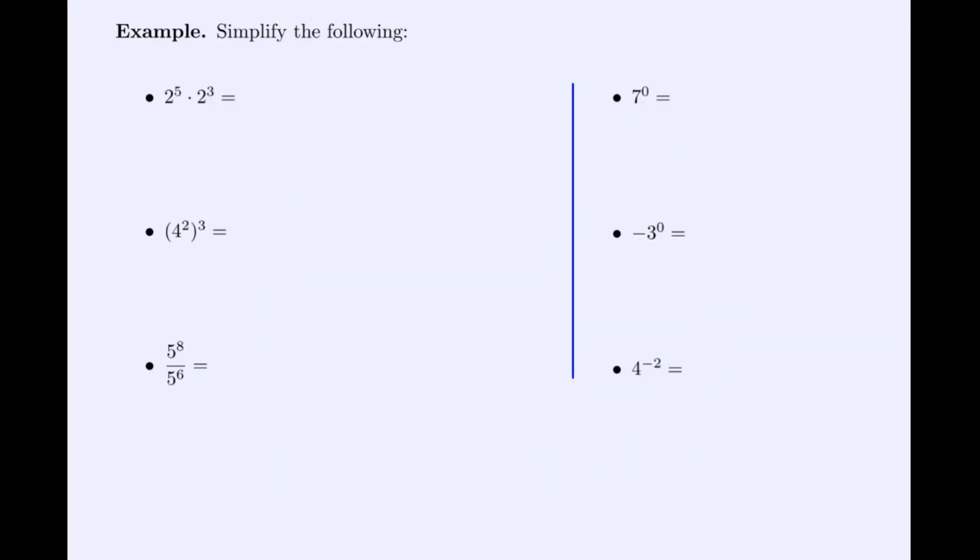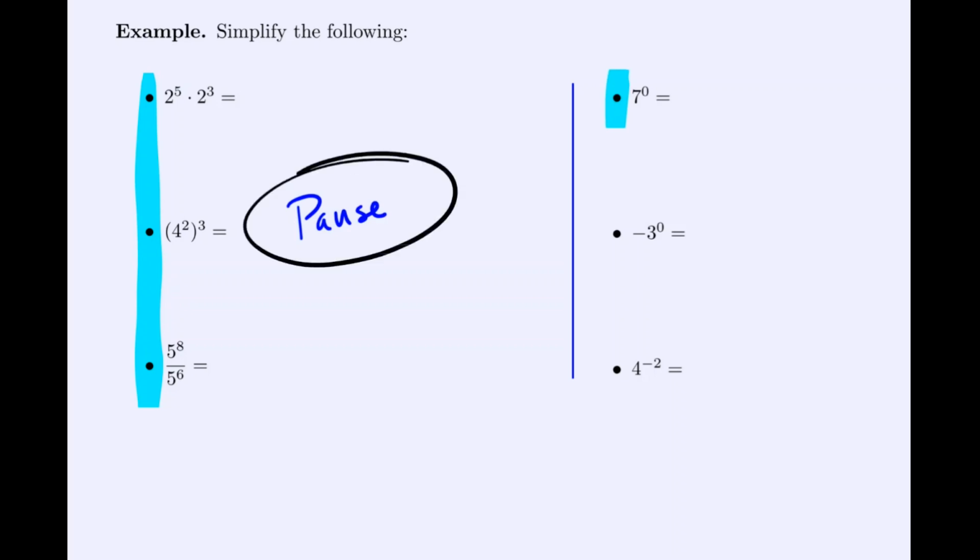So based on the properties we just looked at, let's simplify the following. I'd like to give everybody a moment to attempt these first 3 on their own, looking back at our properties that we just talked about. So why don't you take a moment to pause the video, and actually let's attempt the first 4 on our own, and then unpause when you're ready to check your work.